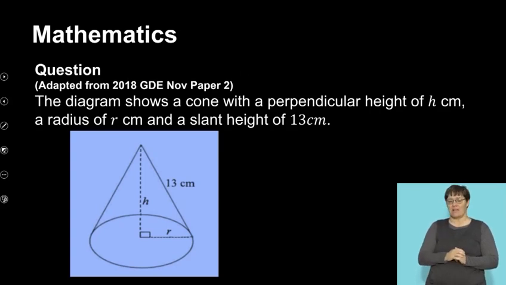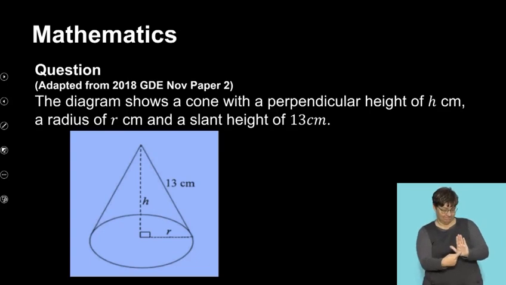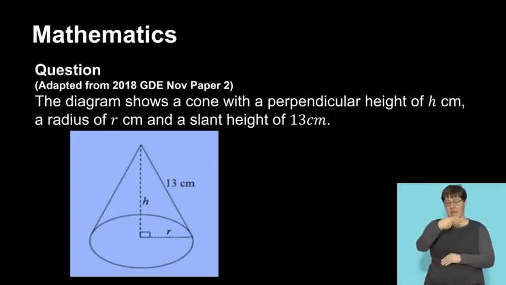Cool, so the first question says that the diagram shows a cone with a perpendicular height of h centimeters, a radius of r centimeters, and a slant height of 13 centimeters. Here we can see that we have two missing variables. I don't know what my h is, and I do not know what my r is.